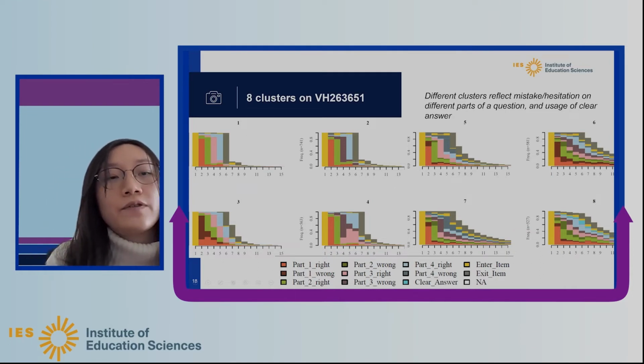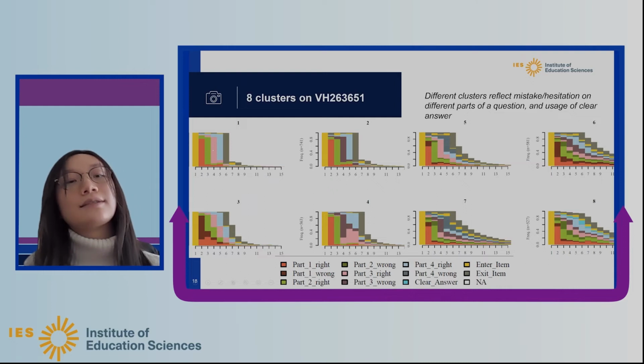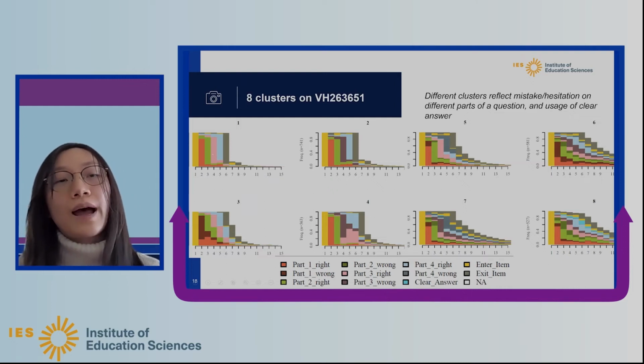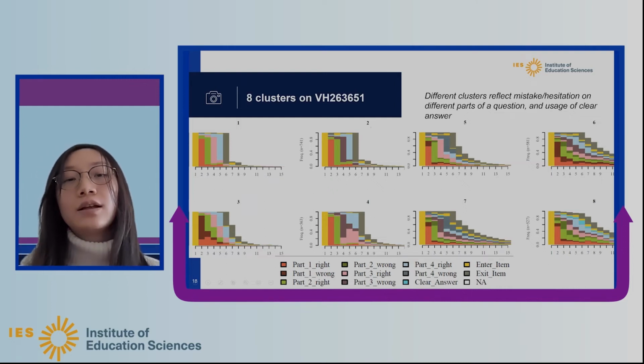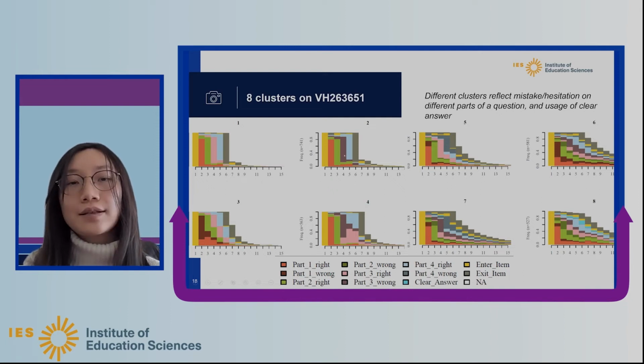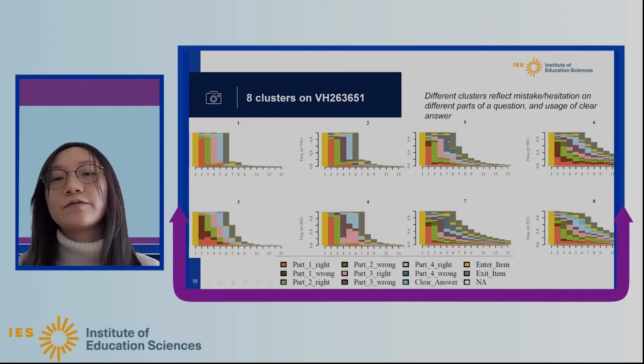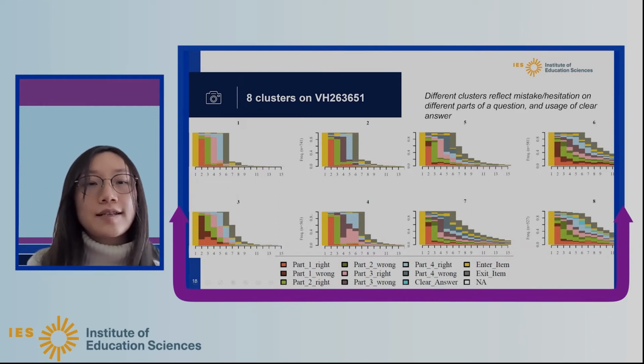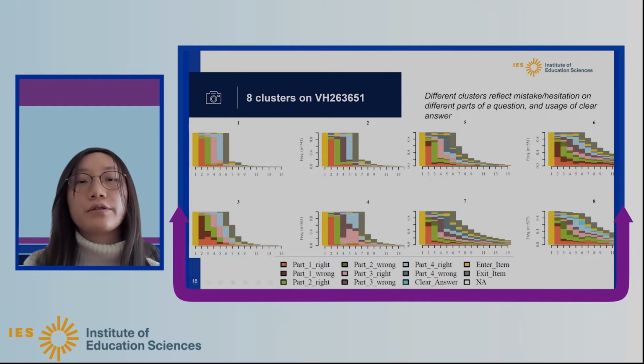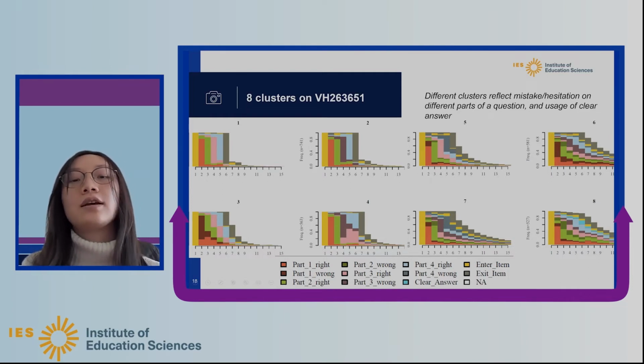Cluster 1 are the individuals who were correct on all 4 parts and they didn't go back and change their answers. Cluster 2 were incorrect, but they didn't change their answers on part 3. And different clusters later on, you can see they alternate or were wrong about different parts of the question. For example, in cluster 4, people were hesitant about part three. So you can see a blend of the dark and the light pink on part three.